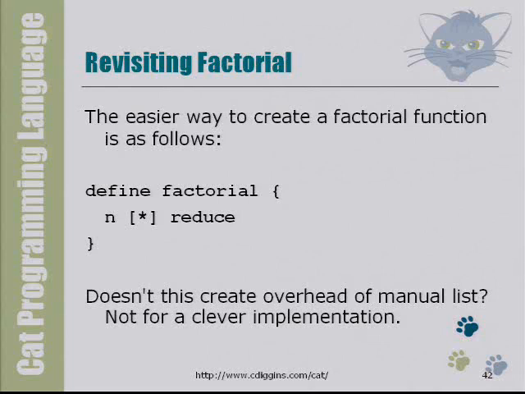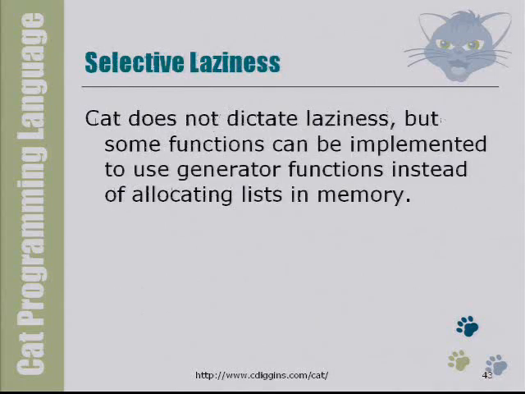So the question here is, looking at this, isn't this expensive? Because doesn't n produce a list in memory? Well, I figure why should it bother creating a list in memory when you could just use a generator function? So we have the notion of selective laziness in CAT. And it doesn't change anything whether an implementation decides to use selective laziness or not. It's just smarter.